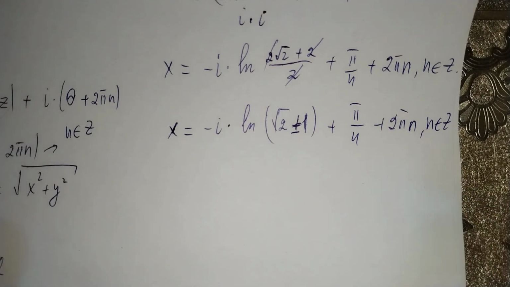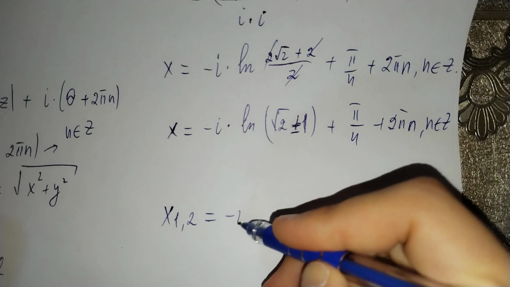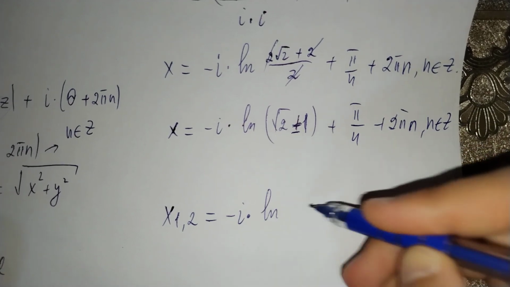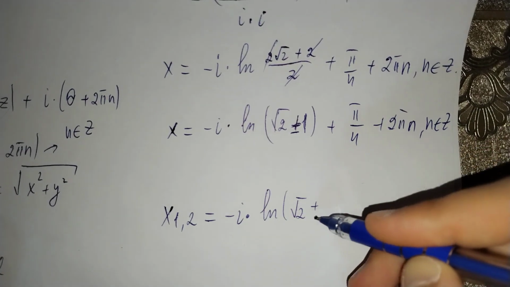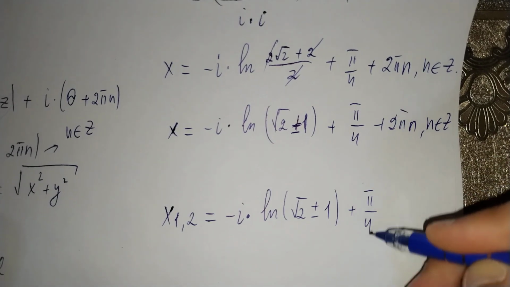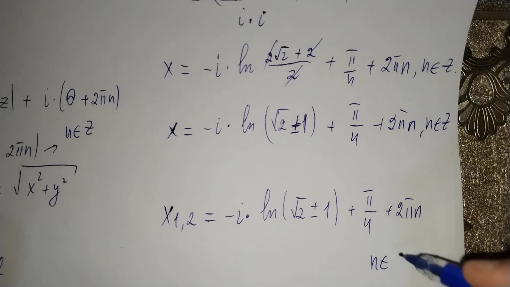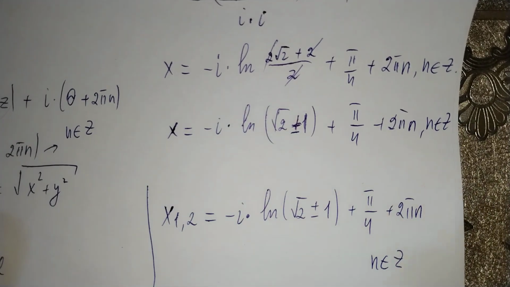Our final answer is x1 and 2, which is equal to negative i times ln of (square root of 2 plus minus 1) plus pi over 4 plus 2 pi n, and n belongs to the integers. This is our final answer.